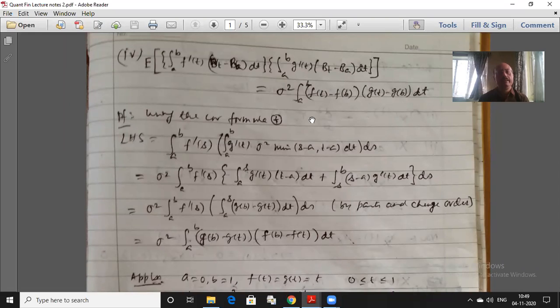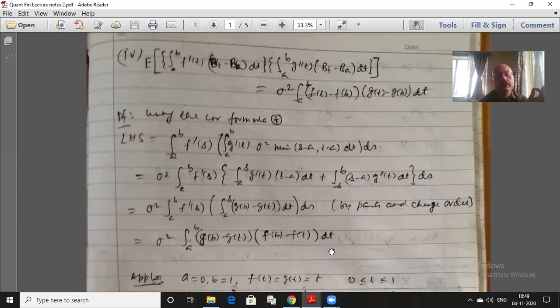If I use that, the left hand side I can write in this way. It's a little bit of manipulation, but if you go through the steps, you will see that this expectation is essentially the integral of f prime, integral of g prime, and then sigma square times (s minus a)(t minus a) dt ds, which you can evaluate by integration by parts, and there is a little bit of change of order. These are the steps which will give you the final result.